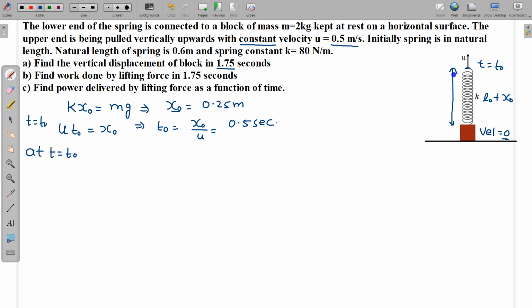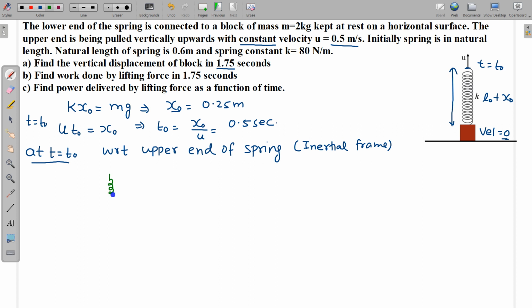So I am observing the block from the reference frame of this upper point. At this particular time t = t0, I am drawing the diagram with respect to an observer fixed to the upper end of this spring, and since there is no acceleration of this point, it is moving with constant velocity. So this will be an inertial frame. I am observing the block from this inertial frame of reference. So what will be seen in this frame? In this frame, the upper point is like a fixed point.